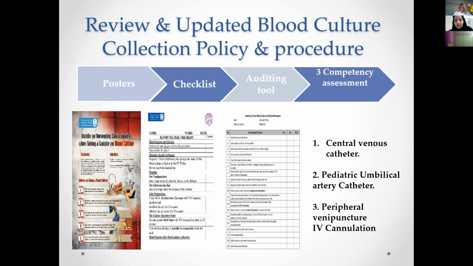Then we developed a small checklist composed of 5 items to increase self-dependence and let the staff monitor themselves while they are collecting the sample. Then we developed our auditing tool, and the last one, with the help of our infection control team, was the 3 competency assessments: one for central venous catheter, one for pediatric umbilical artery catheter, and the last one for peripheral IV cannulation.